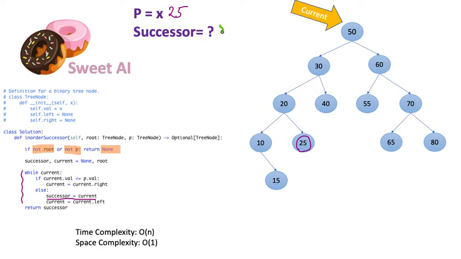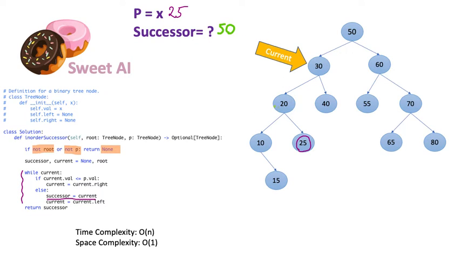So we put the 50 here as a successor because it might be the successor, because it's bigger than 25. And we move the current pointer to the left side of this node, because we know at the left side the value is smaller than the root. We compare the value of the current node with 25 and see if it is smaller. If it is smaller, we go to the right side, and if it is bigger, we go to the left side.